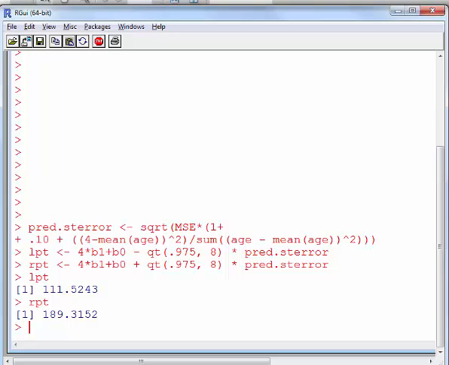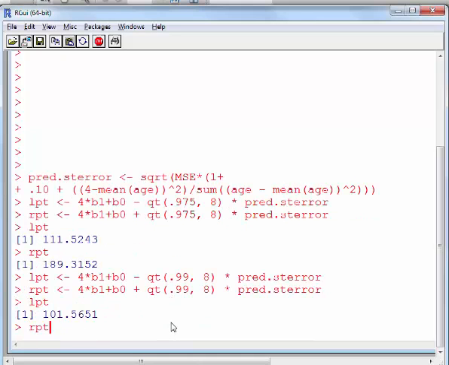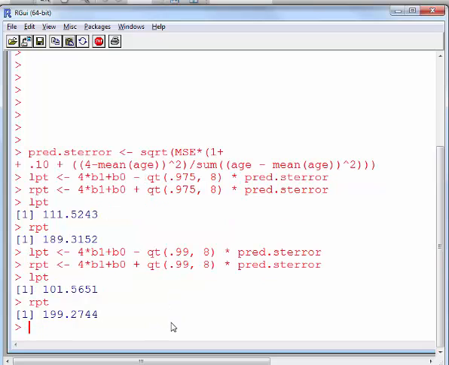And likewise I can get 98% intervals. Of course they should be wider.